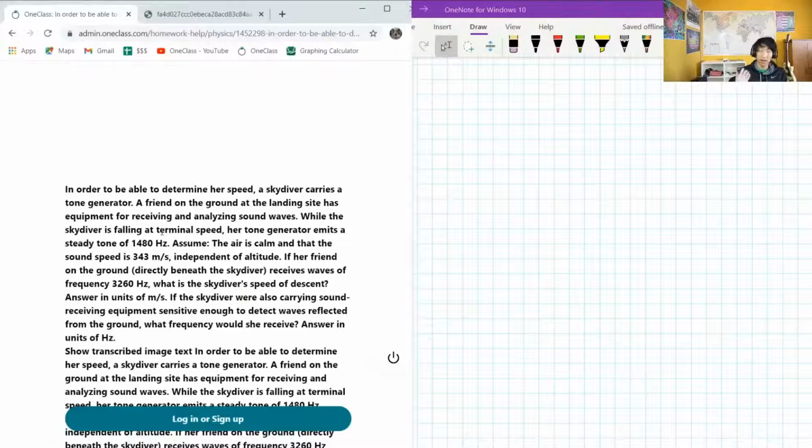Terminal speed means you cannot be accelerated any farther. That means the gravitational force is counteracted by the air resistance force that is pushing you upwards, or the air friction force. So your velocity is constant, which is pretty important for this, constant velocity.